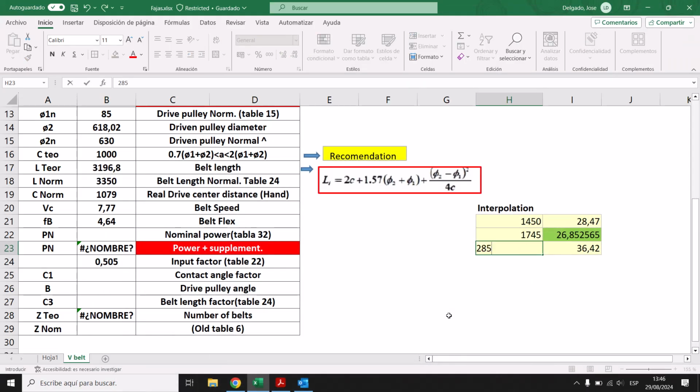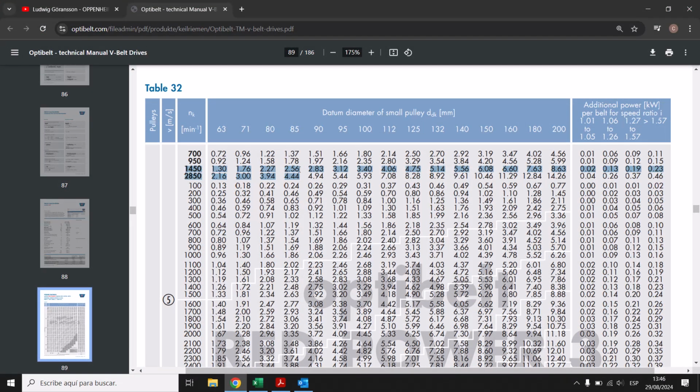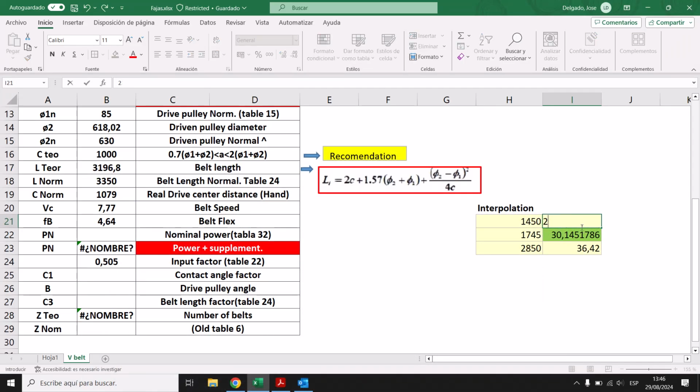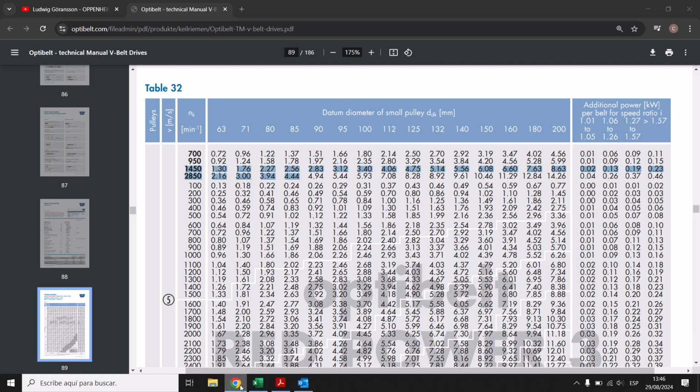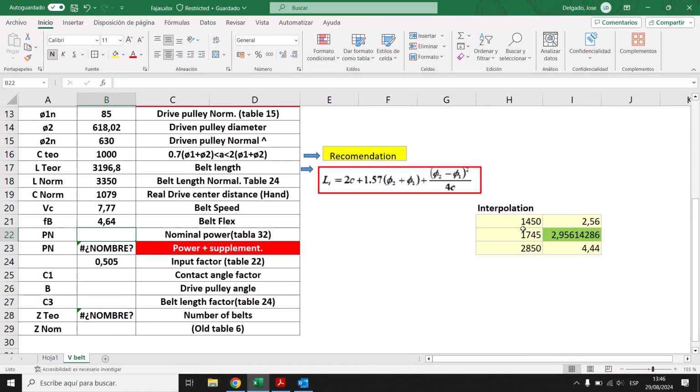Okay. And the value for this 85 is 2.56. Okay, this is in this case the nominal power that we should put. Let's put it 2.956. Okay.